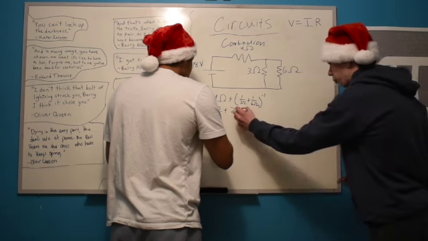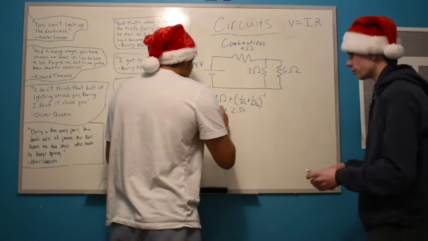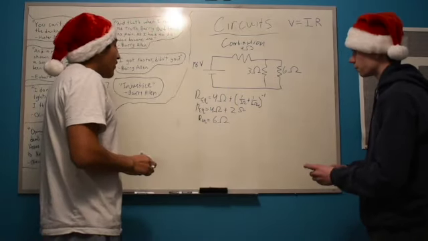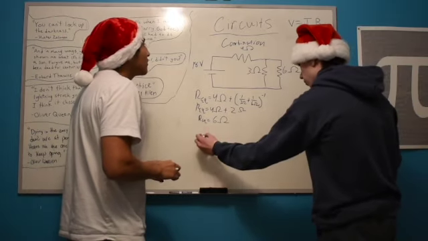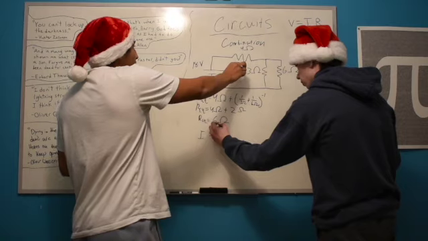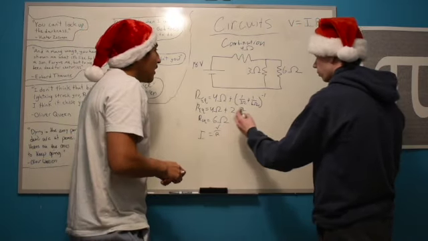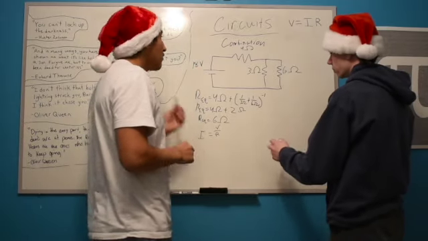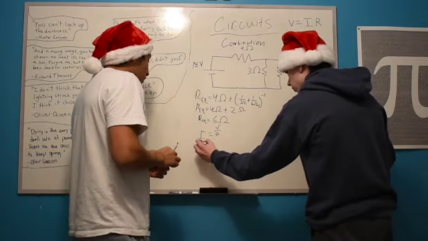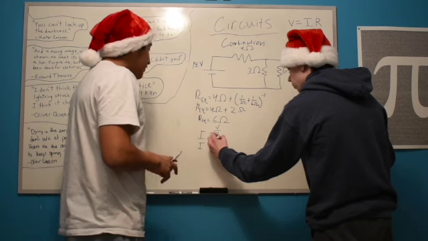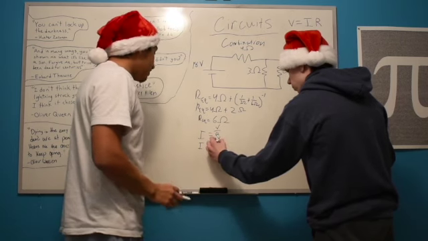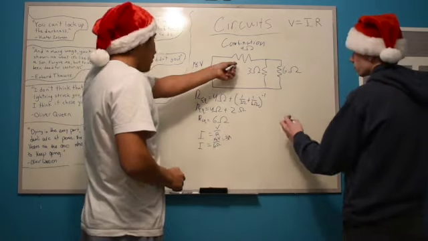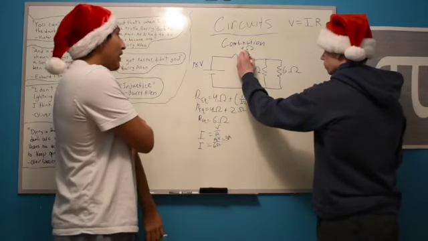So the total resistance of this whole circuit would be 6 ohms. From there we can solve for the current of this resistor, because as we covered before, the current of a series circuit is equal to the total current of the whole thing. So I is equal to the total voltage, which is 18 volts, divided by the total resistance, which is 6 ohms. So 3 amps. The total current and the current of this resistor is 3 amps.